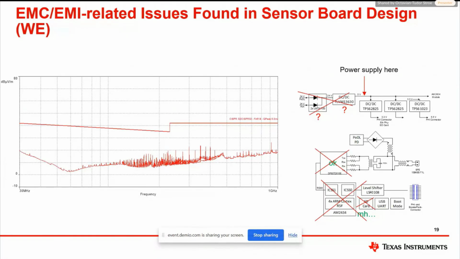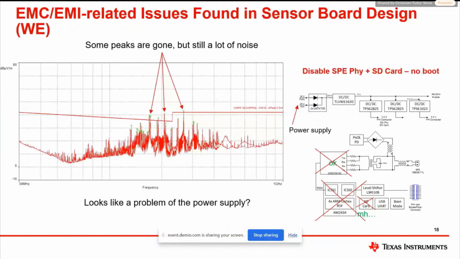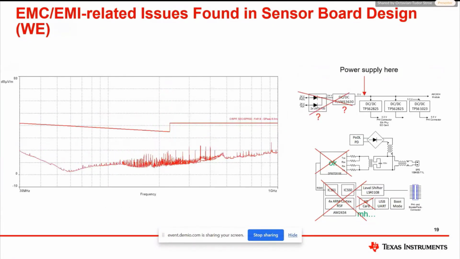And as you can see, let's check again the difference. So we disabled the ideal diode, we disabled the big DC to DC converter, and now this is the spectrum we are getting. So this makes quite a difference, you know?